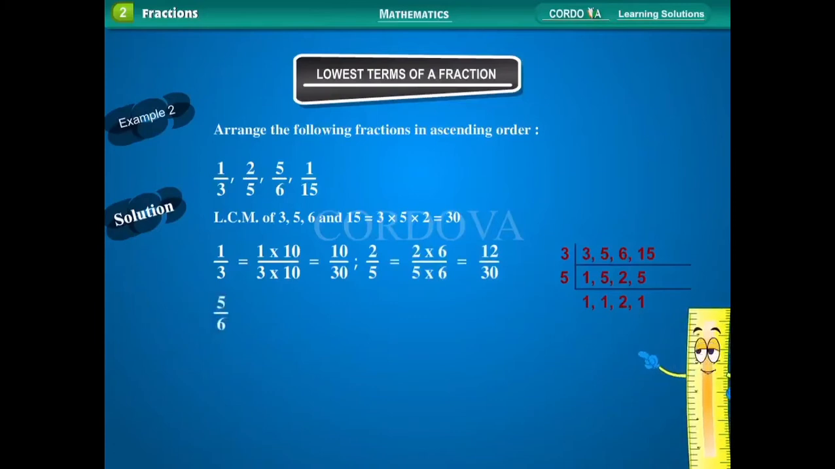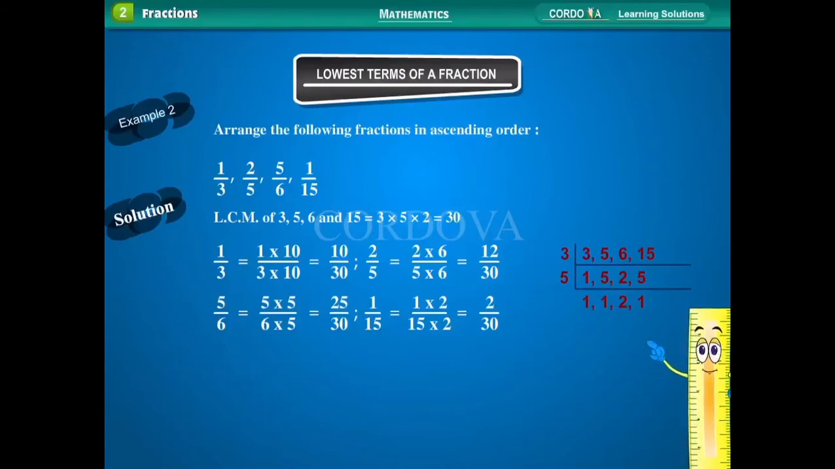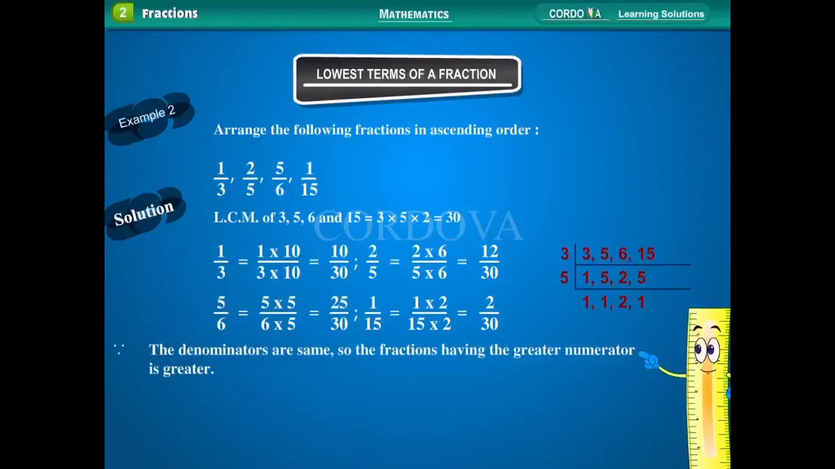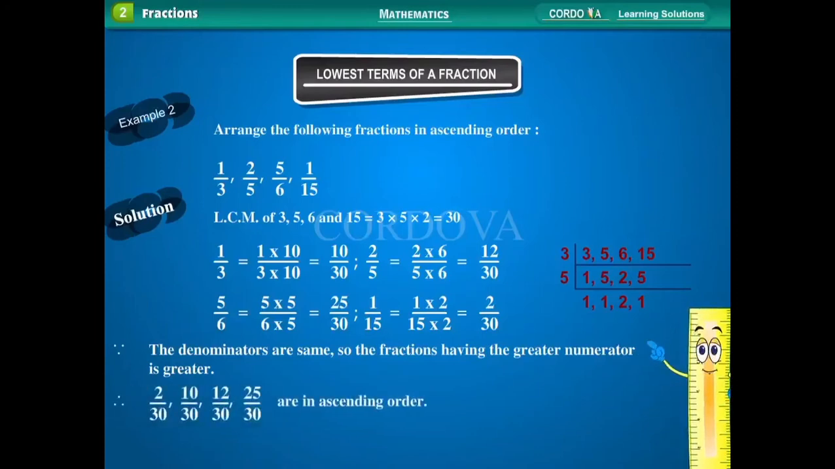5 upon 6 is equal to 5 into 5 upon 6 into 5, which is equal to 25 upon 30. 1 upon 15 is equal to 1 into 2 upon 15 into 2, which is equal to 2 upon 30. Therefore, the denominators are the same, so the fraction having the greater numerator is greater. Therefore, 2 upon 30, 10 upon 30, 12 upon 30, 25 upon 30 are in ascending order.